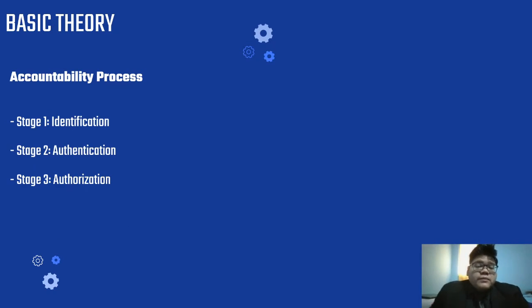The second one is the accountability process. There are 3 stages of the accountability process. Stage 1 is identification. Identification is the process of introducing a subject with an identity and associating this identity with their rights. Stage 2 is authentication. It is a process of verifying or testing whether the given identity is a valid identity. Stage 3 is authorization. Each user who performs authentication can be assigned rights, which is termed authorization or granting of access rights.